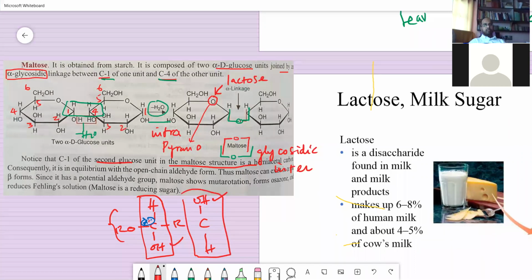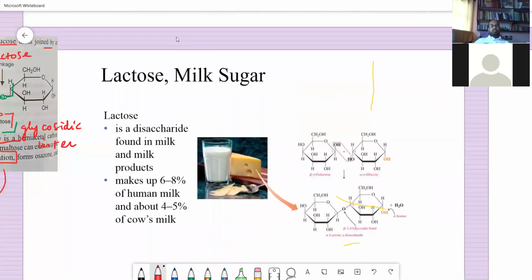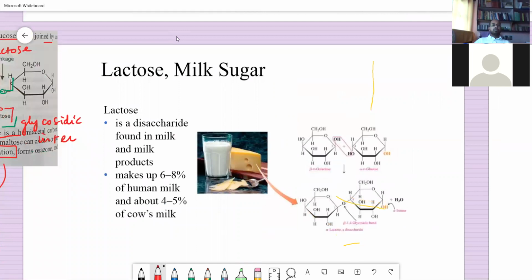Since it has a potential aldehyde group, maltose shows mutarotation. This is mutarotation, and it forms a reducing form in solution. So therefore, maltose is a reducing sugar. They will ask you, is maltose a reducing sugar? Yes. Maltose is a reducing sugar because it has a CHO group, which is responsible for the reduction of other molecules when they come into contact with it. Okay, that is about maltose. So these are the two glucose units linked together.